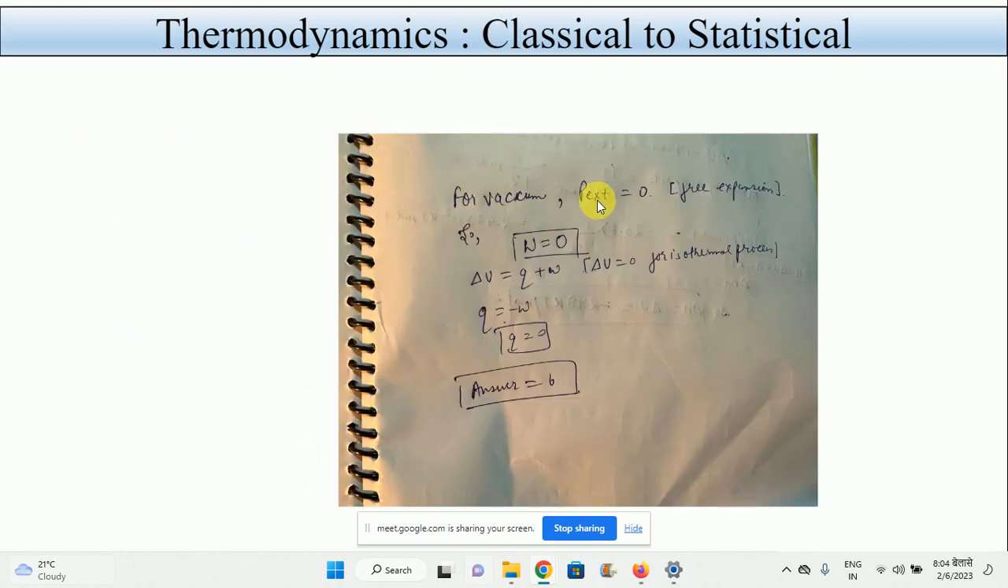It is solved here. For vacuum, P external is 0. This is a free expansion, so work done is 0. If work done is 0 and delta U is 0 for an isothermal process, then Q is equal to minus W is equal to 0. So the answer is B.